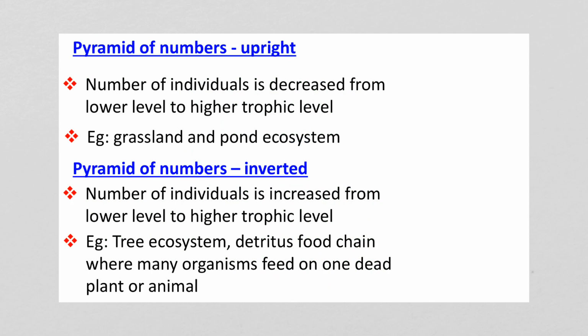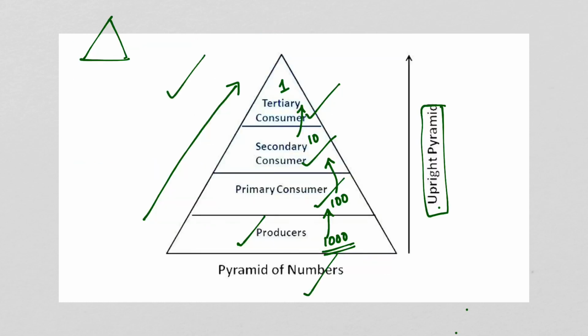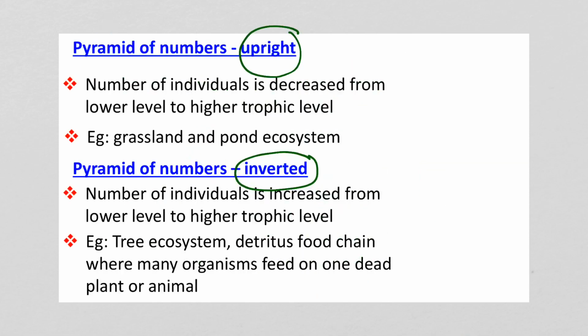Now let's see how the pyramid of numbers looks. We said it can be upright or inverted. Mostly it's upright. In an upright pyramid of numbers, the number of individuals decreases from the lower level to the higher trophic level. So this is what we have seen. From the lower level to the upper level, the number of species will reduce.